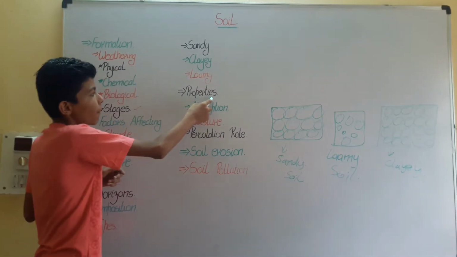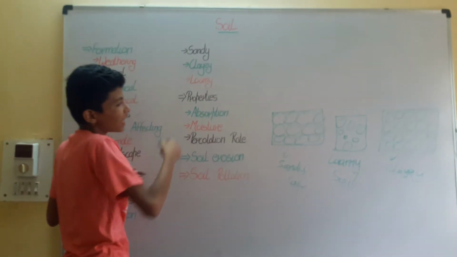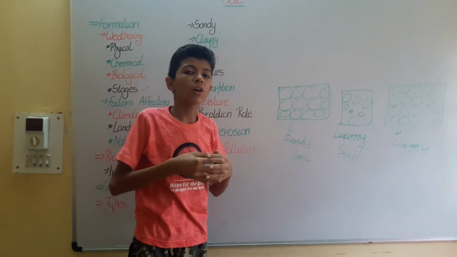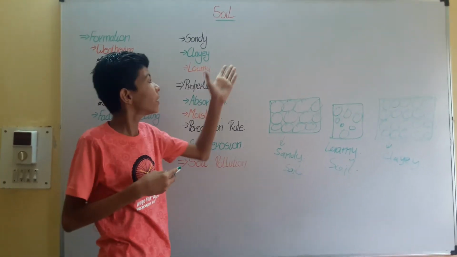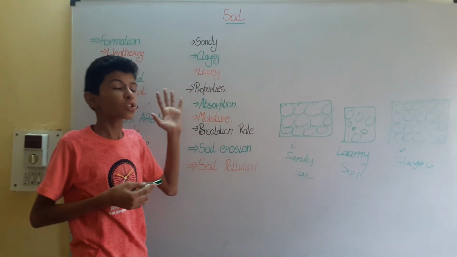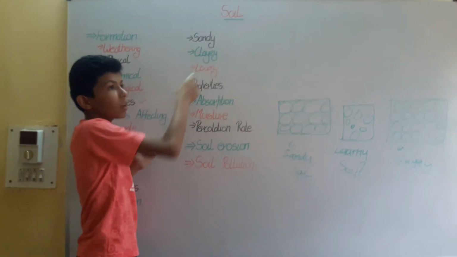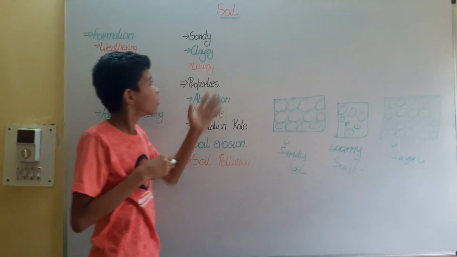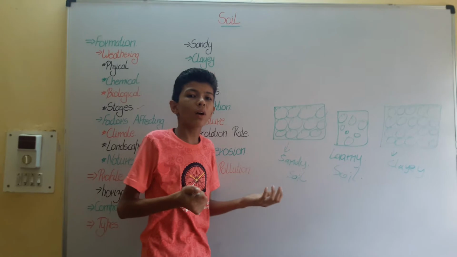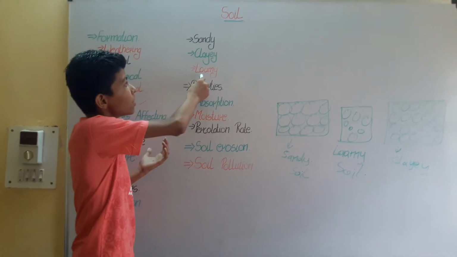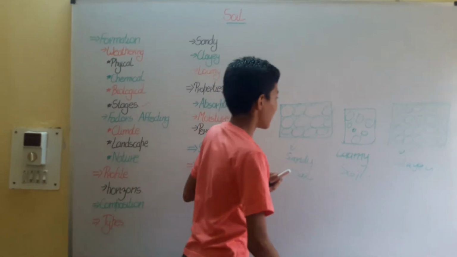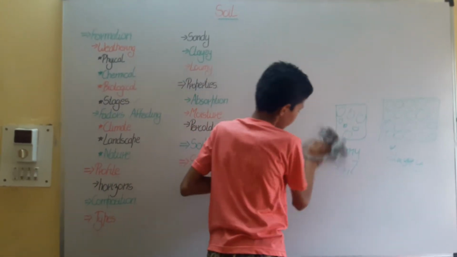So let's move to the properties of the three types of soil. There are other soils which are classified according to these three. Just like desert soil is a sandy soil. Clay soil examples are black soil and red soil, and loamy soil, just like the laterite soil.